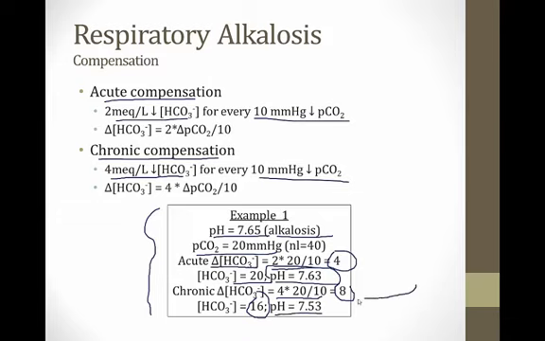And this is what people who live in high altitude look like chronically. After a while, their body begins to adjust, and the kidneys excrete bicarb, and they have a very low bicarbonate level, and their pH falls back towards normal, although remember, you can never compensate completely back to the normal range.